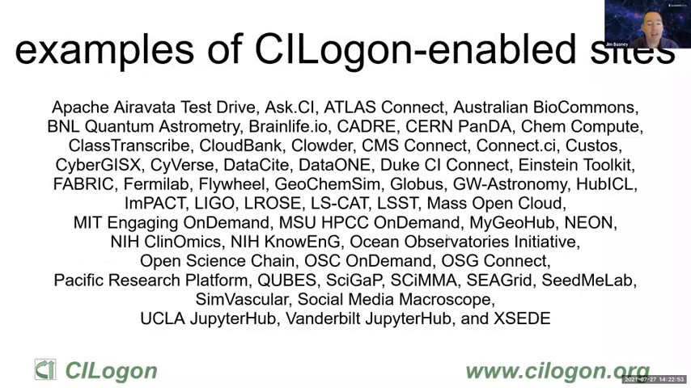And so here is just a listing of some of the different CILogon-enabled applications and sites that we know about. And so if you visit the CILogon homepage, you'll see links to many of these sites. And so I'm going to quickly review a couple of examples. JupyterHub, Pacific Research Platform is an example of Kubernetes. There's a bunch of Science Gateway examples in this list, like CGRID and LROSE Science Gateway. Globus is here in the list. And then pretty soon I'm going to turn it over to Scott, who's going to tell us more about CloudBank and Australian BioCommons.